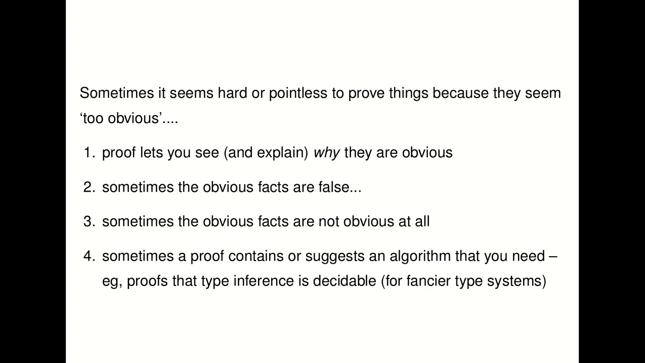And often the most difficult parts of a proof are the things which seem obvious but actually aren't. And so when you do these proofs, like for instance determinacy, you stare at the rules and you're like, obviously this language is deterministic. But the determinacy proof is the thing that lets you see why it's obvious. And sometimes obvious facts are false. And sometimes the obvious facts are not obvious.